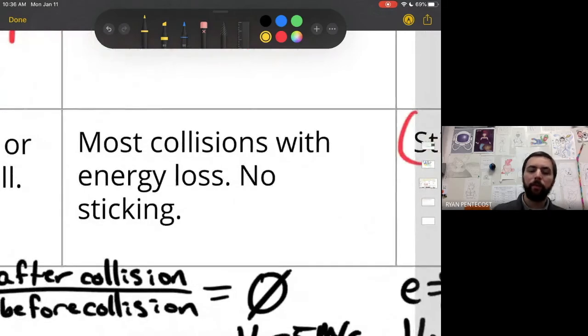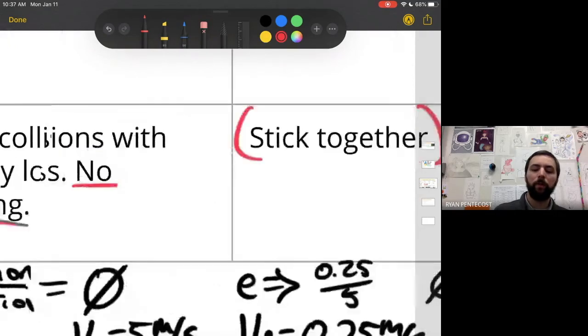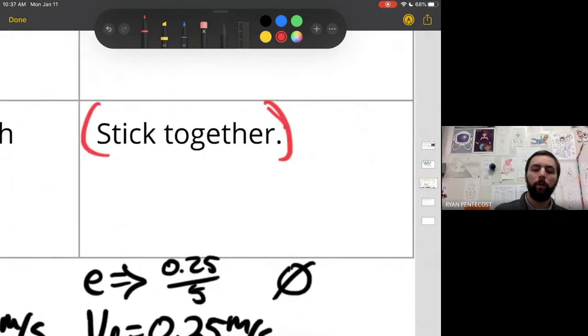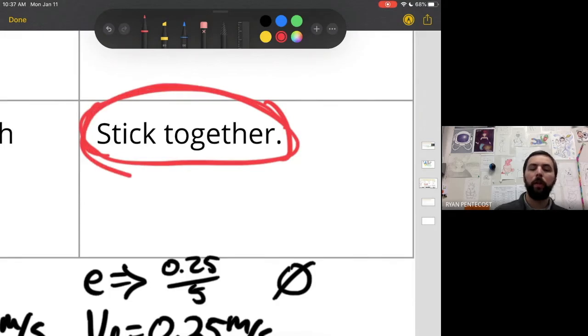Next, inelastic collisions. These are going to be most of the collisions that you encounter with energy loss. Okay, most collisions have some kind of energy loss, whether it's due to sound, heat, or some internal friction, or for example, a ball deforms its surface and then springs back. That deformation can actually sometimes cause a transfer of energy as well. There's also no sticking involved in inelastic collisions. Okay, that is reserved for perfectly inelastic collisions. They will stick together.